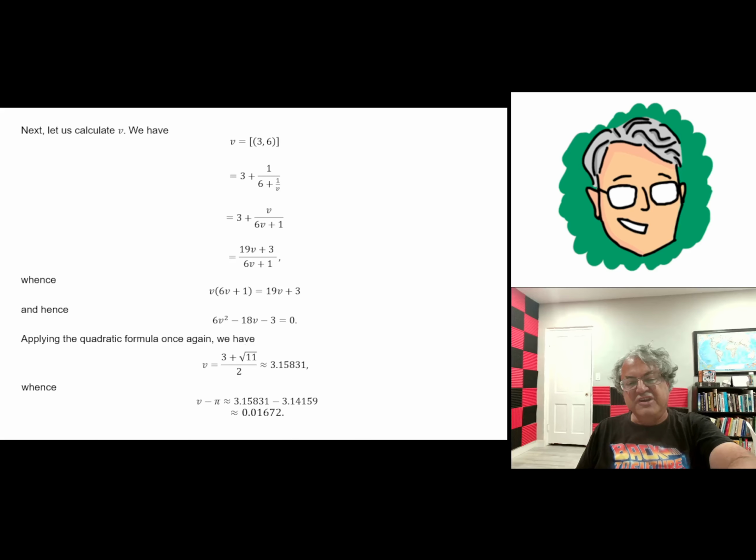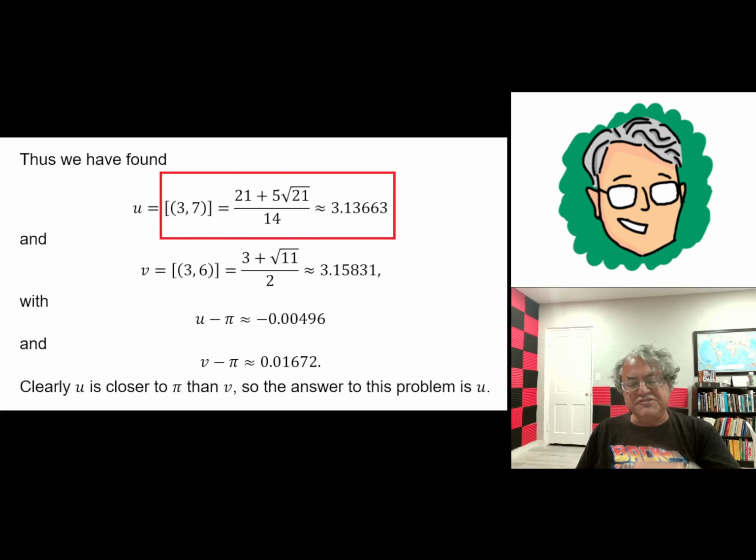That means the answer to our problem is u. It's the value I gave you already: 21 plus 5 times the square root of 21 all over 14, which is approximately 3.13663. So that is the number with a purely periodic continued fraction, period length 2, that's closest to pi. Anyway, that completes the problem.